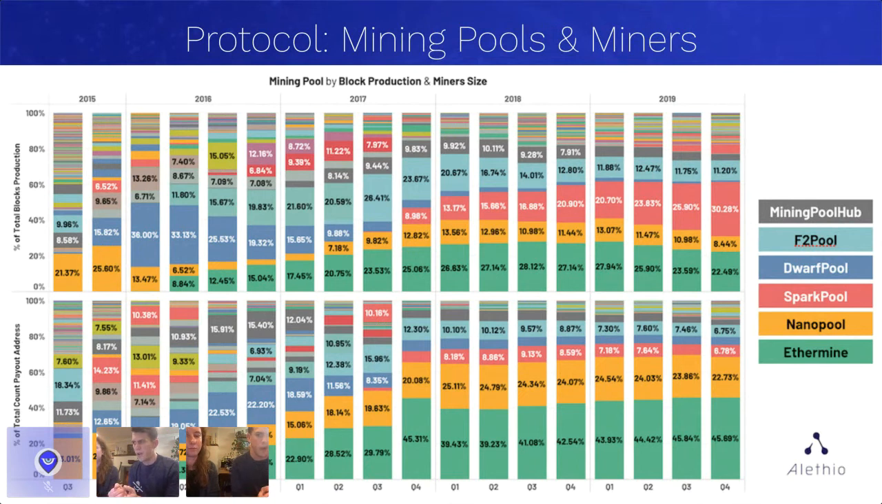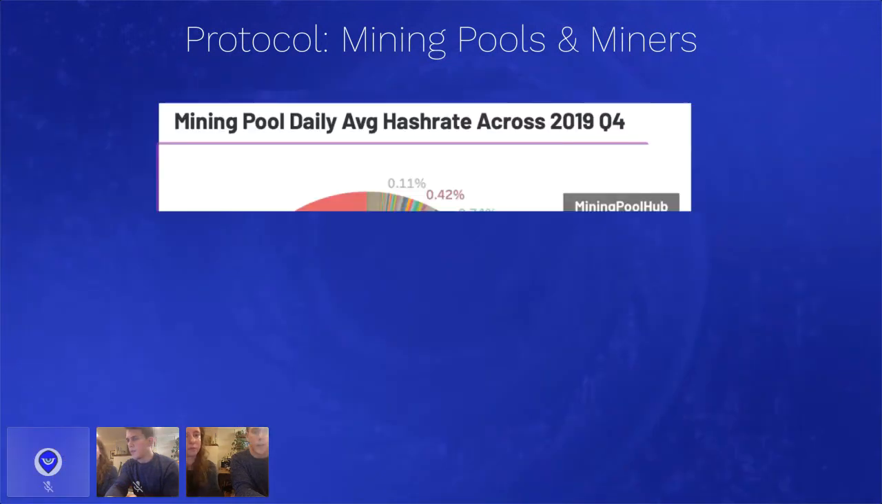In particular, we're seeing a potentially concerning dominance in block production between Ethermine and Spark Pool, which today account for 52% of the blocks produced per quarter. And together, Ethermine and Nanopool pay out to nearly 70% of miners on chain. Sorry, we have a bit of a lag in our graph here.